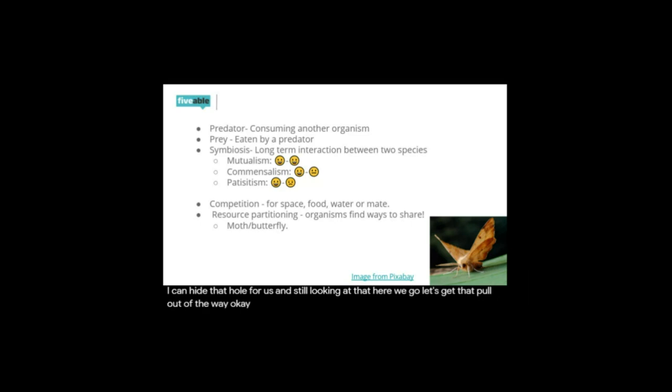Okay, so a predator is any organism in any given area that is consuming another organism. And prey would be something that is being eaten by that predator. So those are fairly simple terms, something we're really used to. You can think of a lion and a zebra. Obviously, the lion would be the predator and the zebra would be the prey item.